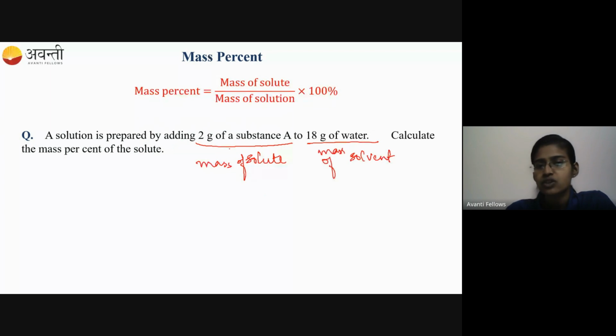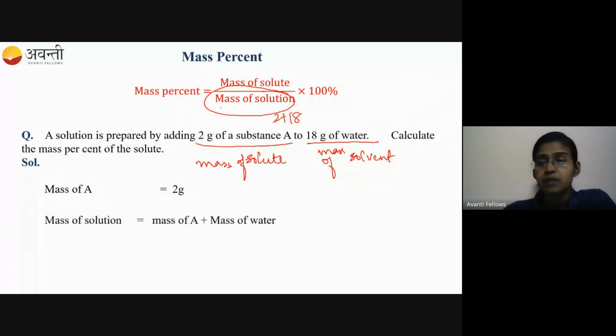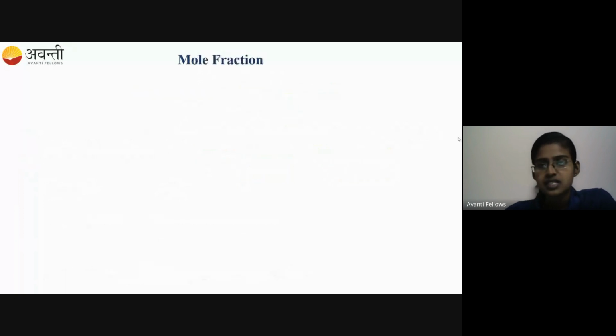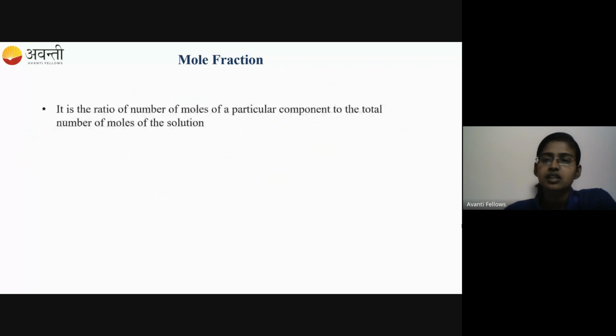Now we have to find out the mass percent. How to solve this? Mass percent of A is 2 gram over the mass of the solution, we need that, right? Mass of the solution is what? 2 plus 18. Mass of A plus mass of water. It's 2 plus 18, which gives 20. So mass percentage will be equal to 10%. Good. The next term is mole fraction. So what is mole fraction? The ratio of number of moles of a particular component to the total number of moles.